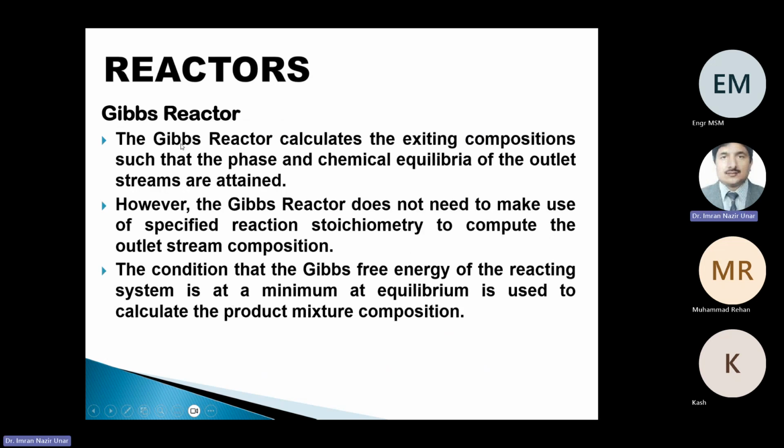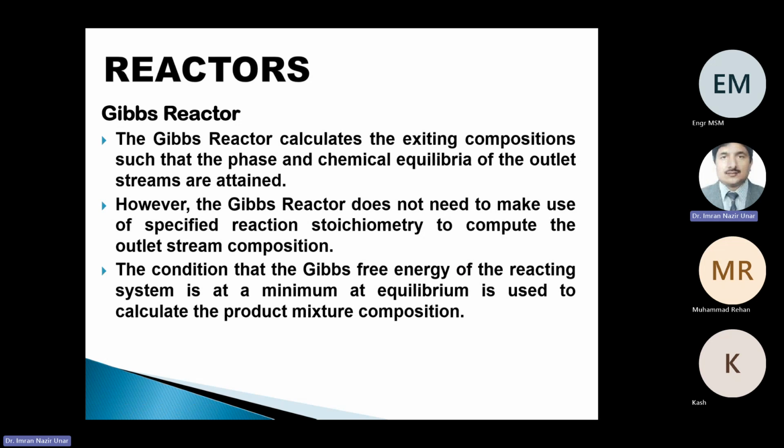Similarly, the Gibbs reactor calculates the exiting composition such that the phase and chemical equilibria of the outlet streams are attained. However, the Gibbs reactor does not need to make use of specified reaction stoichiometry to compute the outlet stream composition. Now, this is a very interesting reactor. Only this reactor is the reactor or reaction type in which you do not need any definition of reaction.